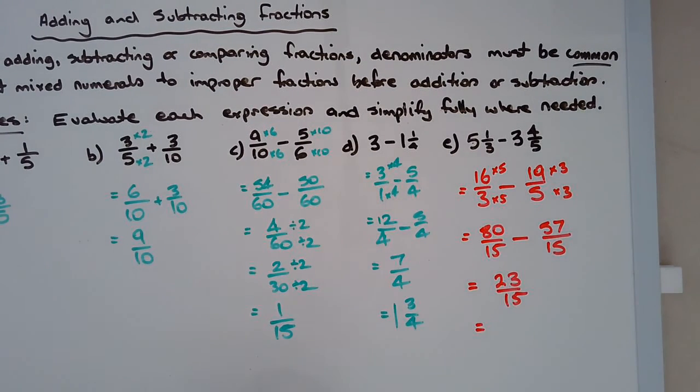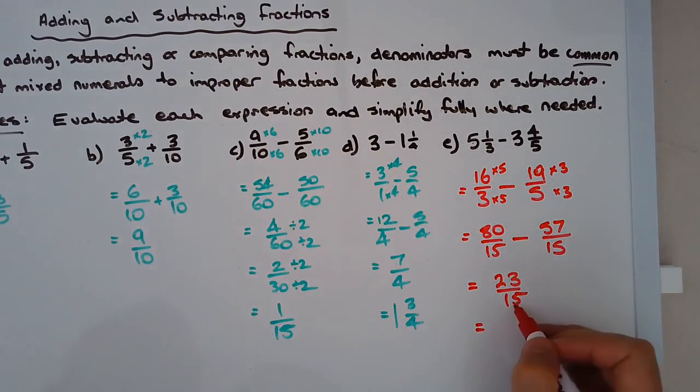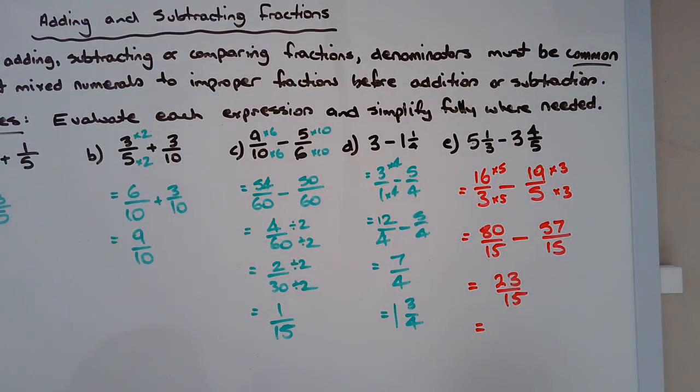And we can convert that into a mixed numeral if we need to. It's very important. If the question clearly states convert it into a mixed numeral, you're going to lose a mark if you don't do this. So 15 into 23 goes once, remainder 8. And write it as 1 and 8 on 15.